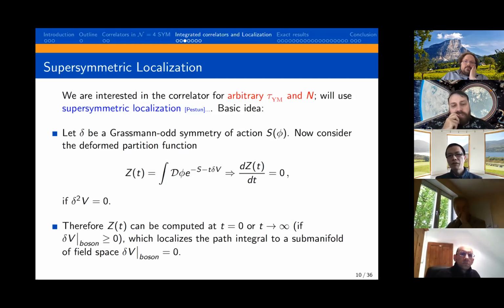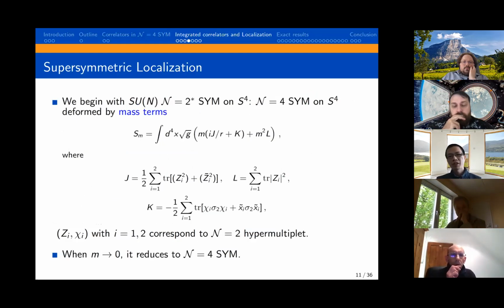Now at t equal to infinity, if you choose your V and delta properly, such that the bosonic part is positive definite, then the path integral will be dominated by a submanifold which obeys this condition. And in some cases the submanifold is finite dimensional, so this is reduced to a finite dimensional integral, and that's the case of N=2* Yang-Mills.